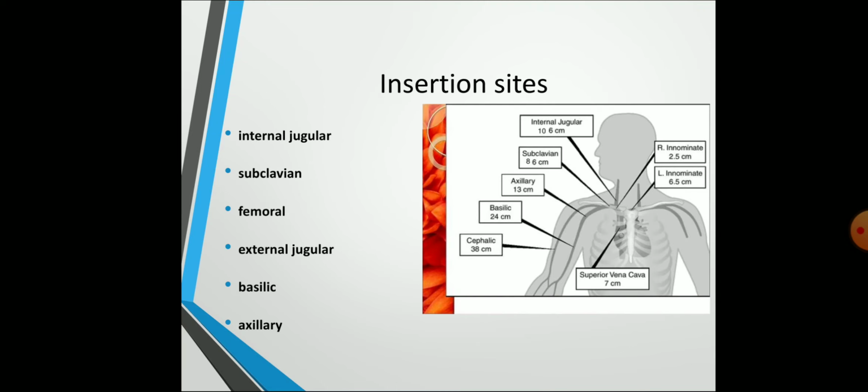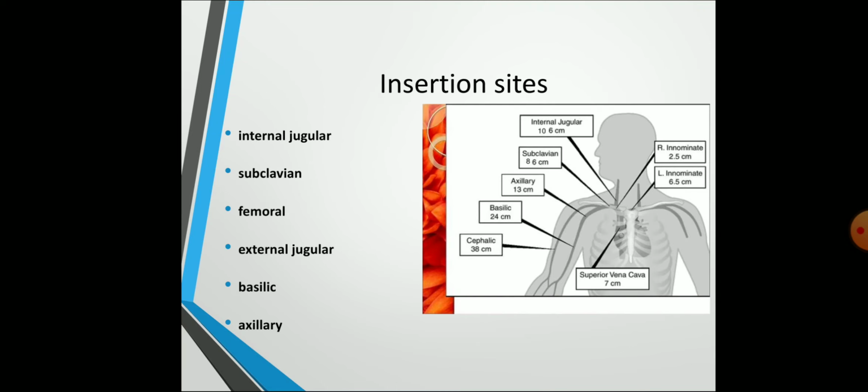Now coming to insertion sites. What are the insertion sites involved? The first one is internal jugular, the second one is subclavian. You can also use a femoral access, then you have external jugular, basilic and axillary. Then, what is the common insertion site? Normally you always put a central line in the right IJV.